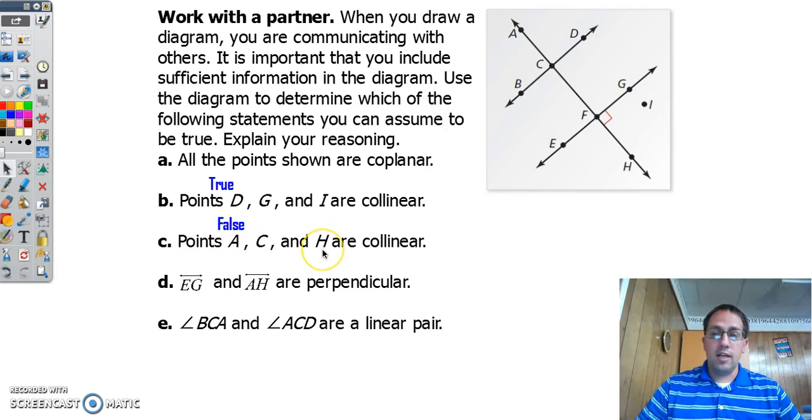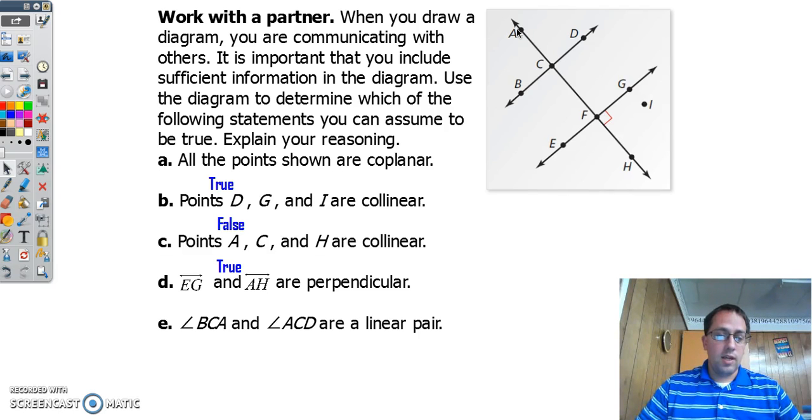C, A, C, and H are collinear. Can we assume that to be true? And yes, we can, because you see we have line AH right here showing that this is in fact a true statement. We can assume that to be a straight line.